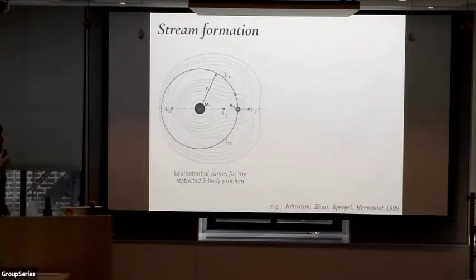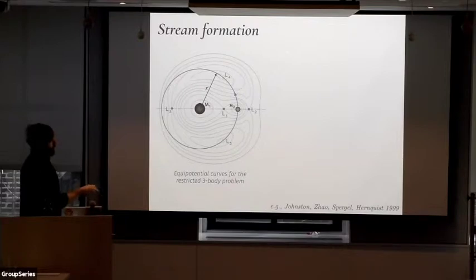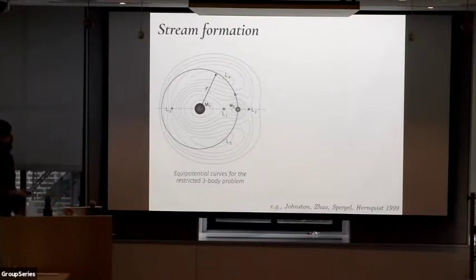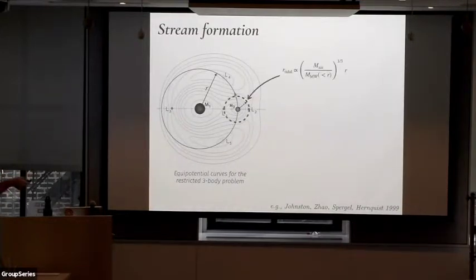So you can think of why this happens. Why does it form leading and trailing tails from tidal stripping? You can think of it in terms of the restricted three-body problem. So we have a star cluster, this smaller mass M2, orbiting around the Milky Way M1. As it's orbiting, because it's a fairly fluffy thing, even a star cluster, stars can get stripped out through the Lagrange points, depending on the distribution function of orbits within the cluster and their evolution.